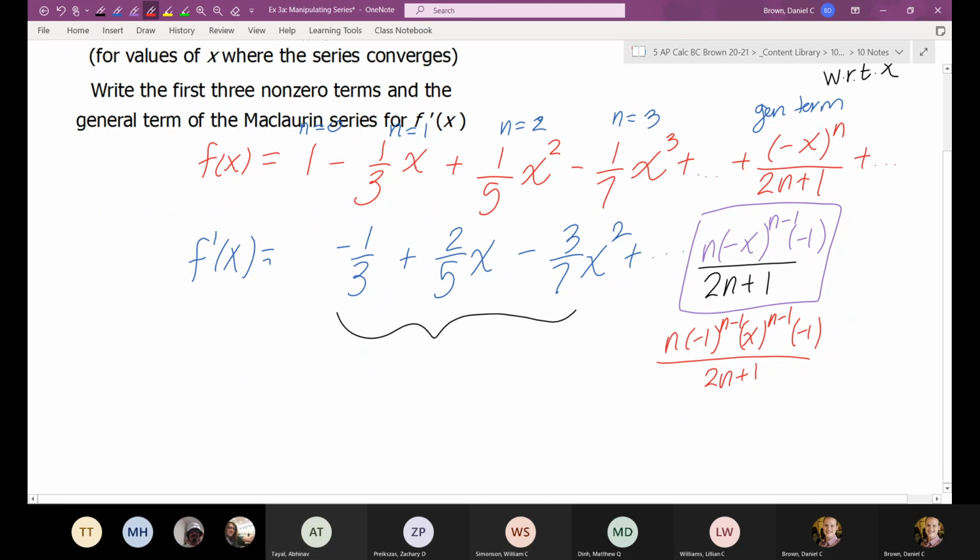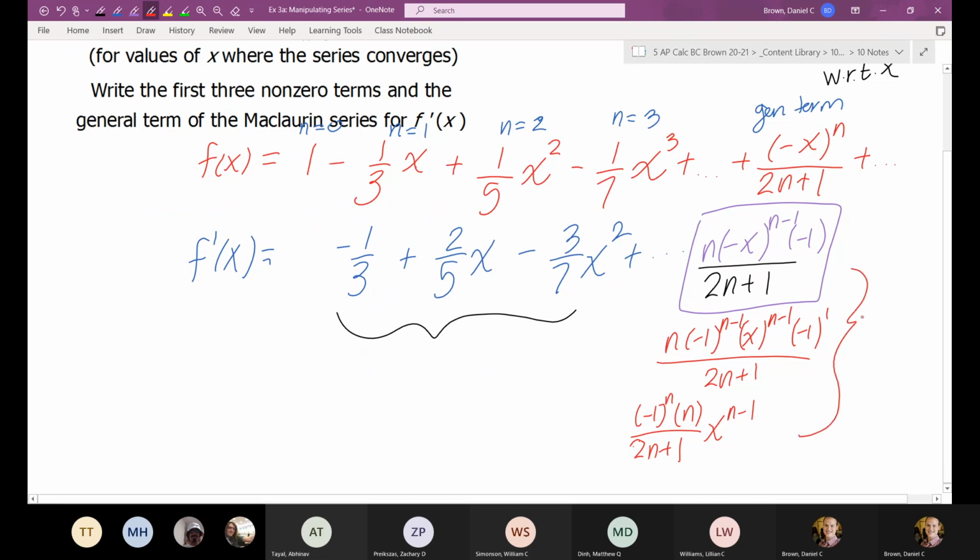So simplifying this general term, I see I have a 2n plus 1 in the denominator. And then multiplying things together, there's just an n hanging out there. Negative 1 to the first times negative 1 to the n minus 1. Same base, add the exponents. And then x is x to the n minus 1. So all 3 of those are the general solution.